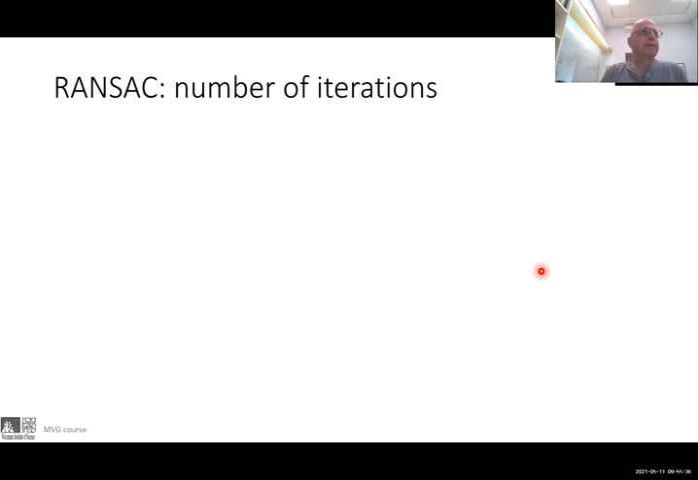Okay. I think that maybe refers to the number of experiments that you need to do with respect to the ratio of the inliers and outliers. This is exactly the next step, the next thing I'm going to talk about: how many iterations do we want to make?